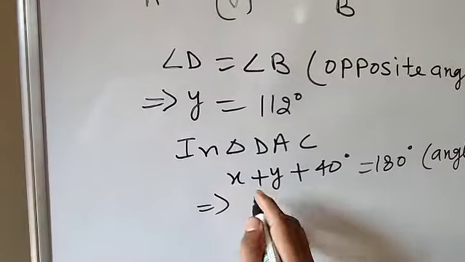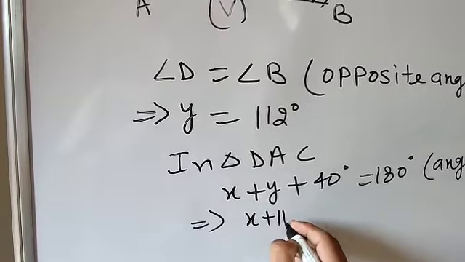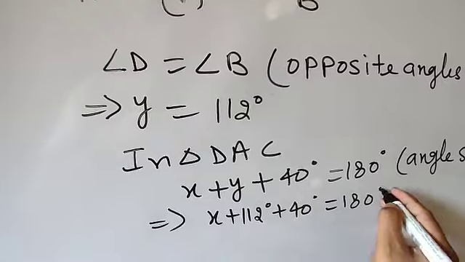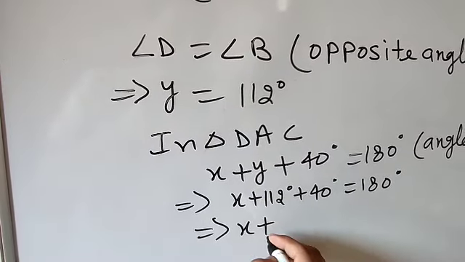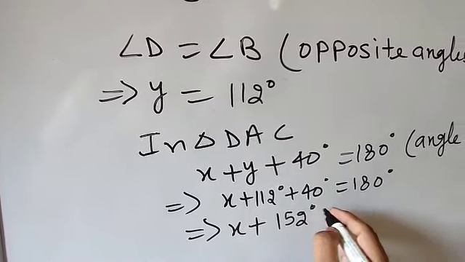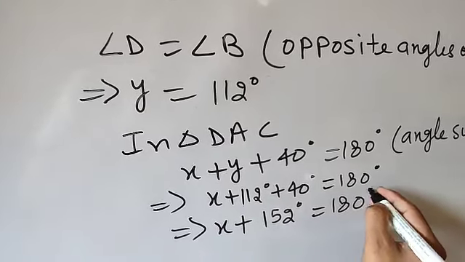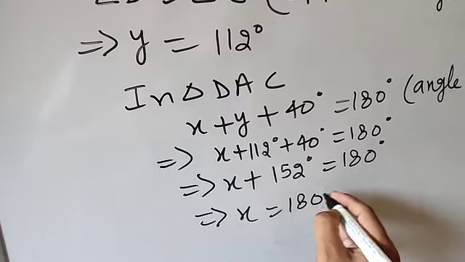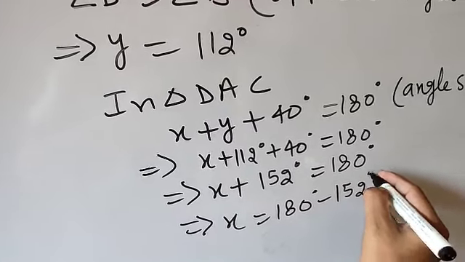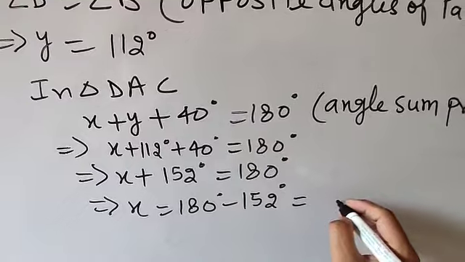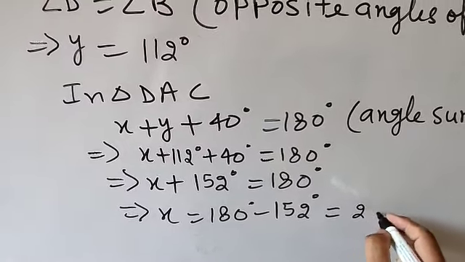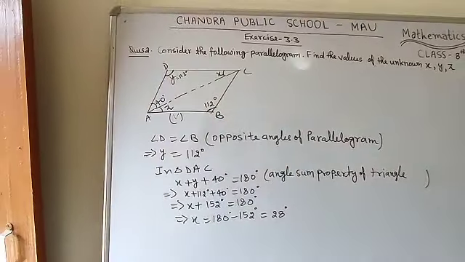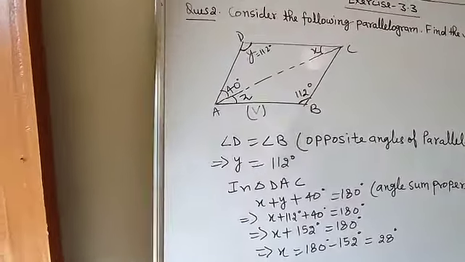So that will be x plus 112 plus 40 degrees equal to 180 degrees. It can be written as x plus 152 degrees equal to 180 degrees. It can be written as x equal to 180 degrees minus 152 degrees, that is equal to 28 degrees. So x value is 28 degrees. So you got the value of x. Now you need to find the z.